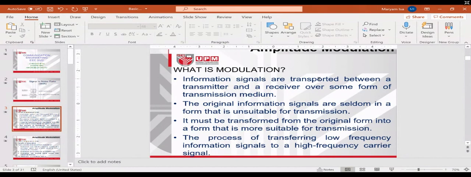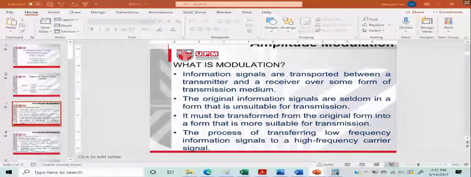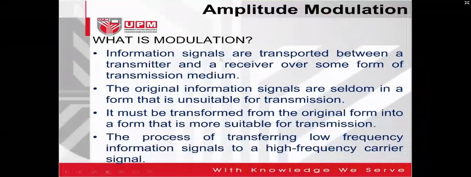Information signals are normally transported between a transmitter and a receiver. As we already did, there are five components in your communication theory: you have your information signal, the transmitter, the medium, and then the receiver, followed by the output data. So the signal is transmitted over a medium between the transmitter and the receiver. It doesn't matter, wireless or wired.